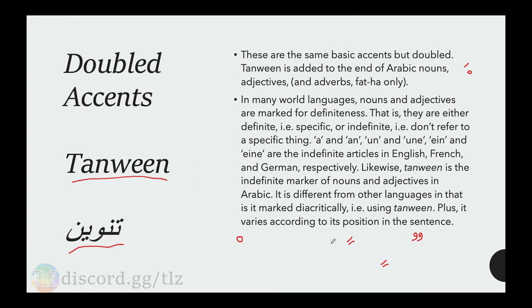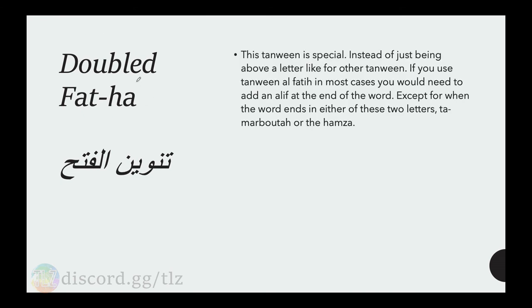And I want to specifically go on about this one, which is the doubled fatha, right? Because this tanween is special. Instead of just being right above a letter like for other tanweens, in tanween al-fatah, you would need to add an alif at the end of the word to support it, right? So it's not just present like that on top of a letter, or it would be only present at the end of the word, sorry.